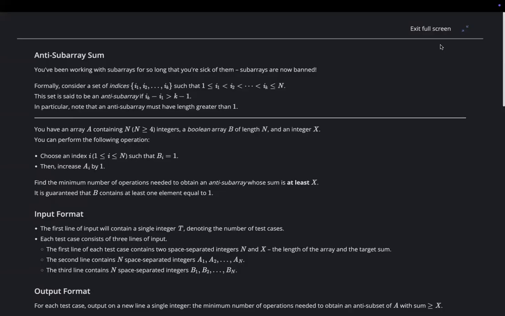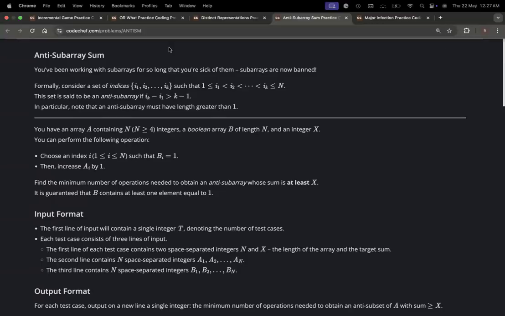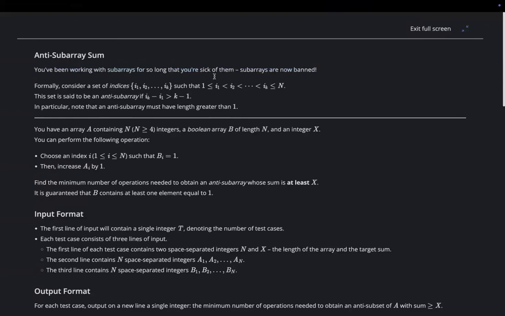Okay, so this is the fourth problem of the Div 2 contest, Anti-Subarray. First of all, they defined what they consider an empty subarray. In simple words, any subsequence that is not a subarray would be an empty subarray. This is a simple way of calling it, and they have given a formal, mathematical definition. You can read it yourself also.